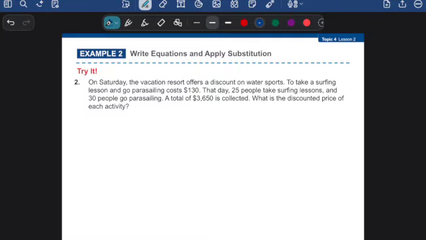Try it number 2. On Saturday, the vacation resort offers a discount on water sports. To take a surfing lesson and go parasailing only costs $130. That day, 25 people take surfing lessons and 30 people go parasailing for a total of $3,650. Okay, so we're going to set it up similarly with one lesson each. So x is our surfing, y is our parasailing, and that only costs $130. Okay, and then we have 25 people taking surfing lessons, so 25x, and 30 people taking parasailing lessons. That was a total of 3,650.